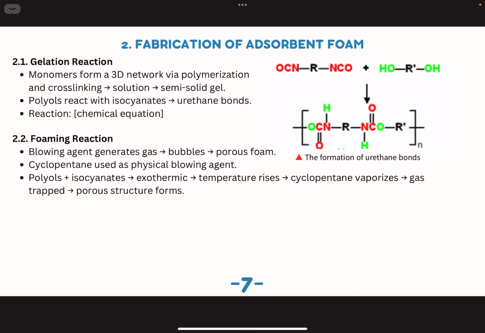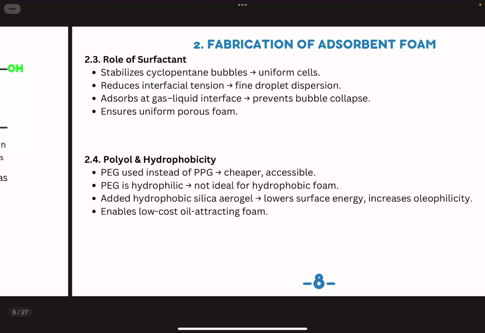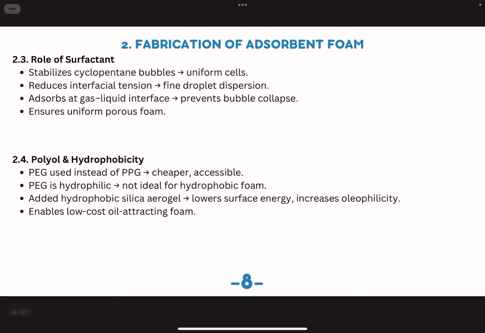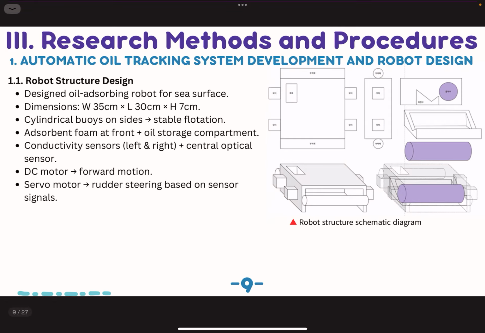In gelation, polyols and isocyanates form urethane bonds and a 3D network, creating the base gel for our foam. Surfactants stabilize bubbles made by cyclopentane and make a uniform porous foam, while hydrophobic silica aerogel makes the PEG-based foam hydrophobic and oil-loving.